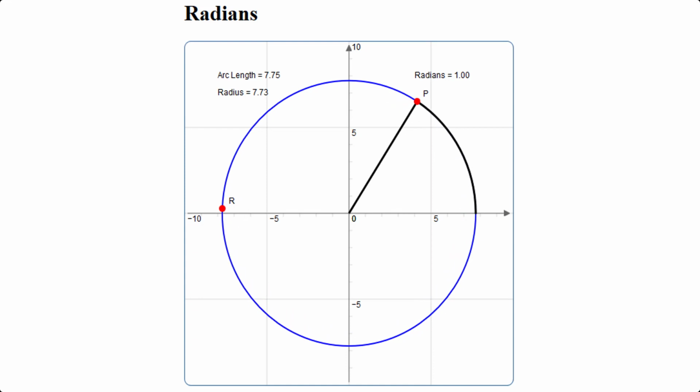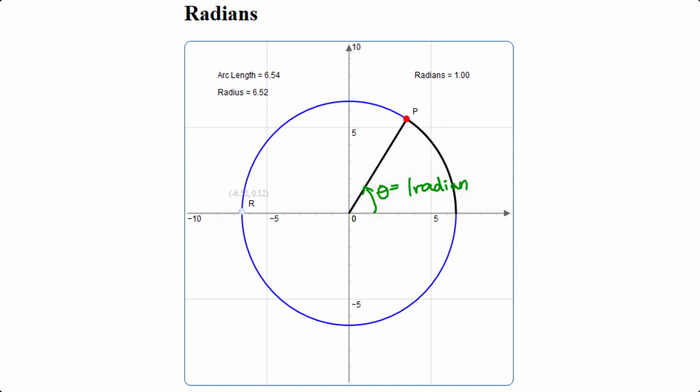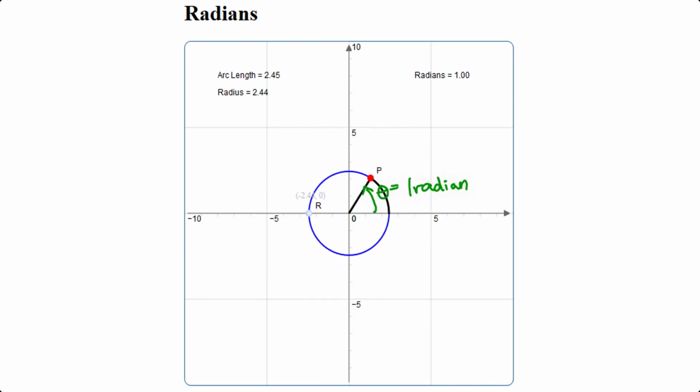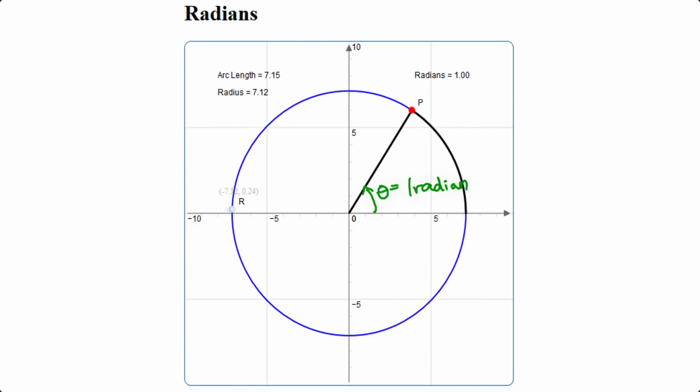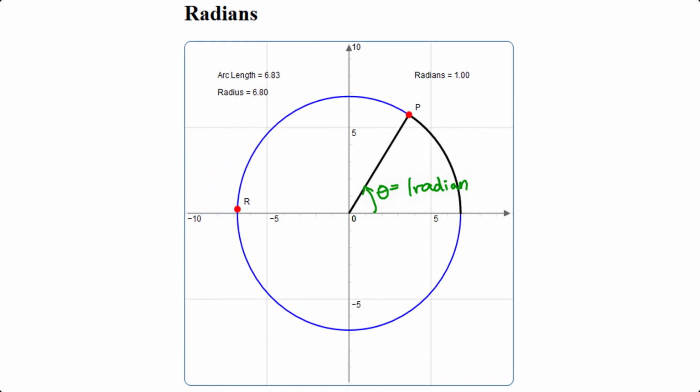So this angle measure, theta, is always going to be 1 radian, no matter what the radius of my circle is. So if I bring the radius of the circle down, if I increase the radius of the circle, 1 radian is always the same angle measure regardless.